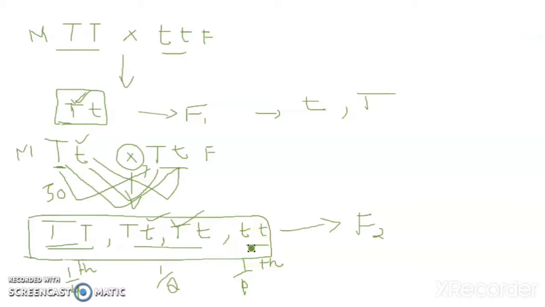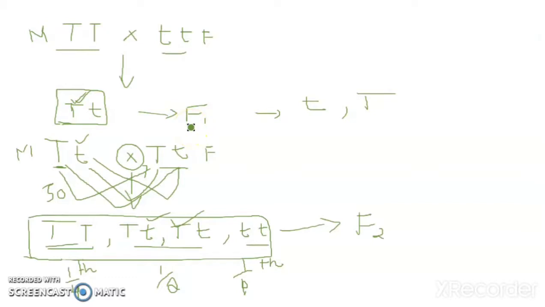Though the F1 has the genotype capital T small t, the phenotypic character seen is tall. So here the F1 we got is a heterozygous, it means it has capital T small t, but it shows the phenotypic character as tall. It is not showing the dwarfness. In the first F1 generation, we got tall plants.